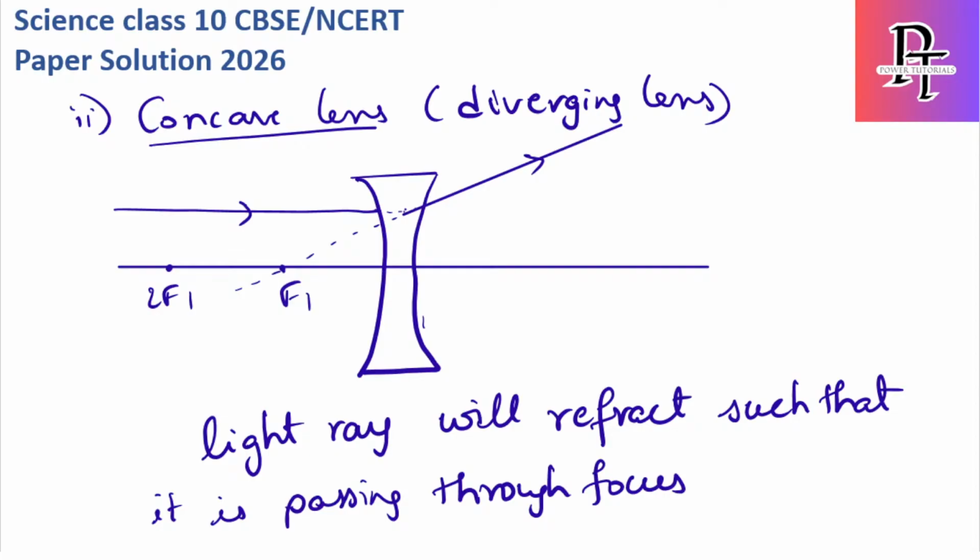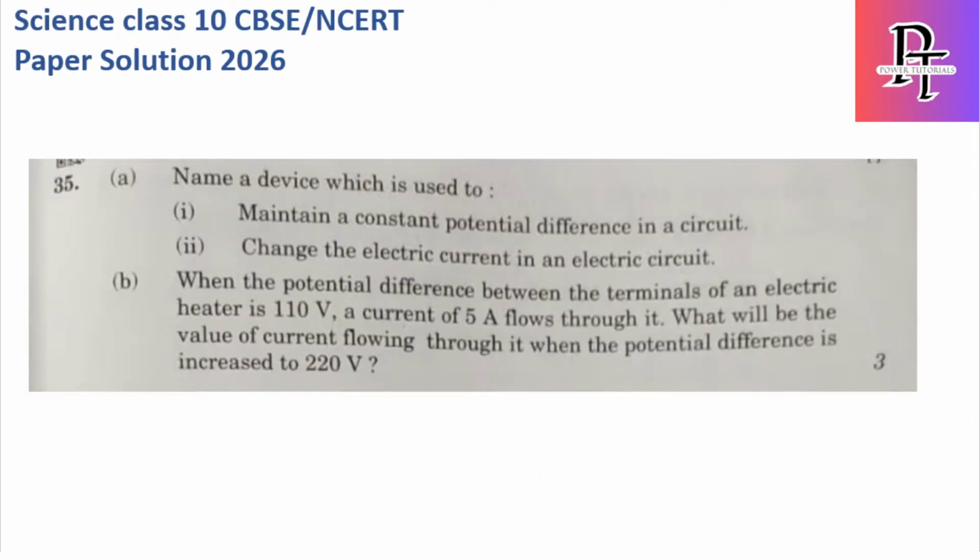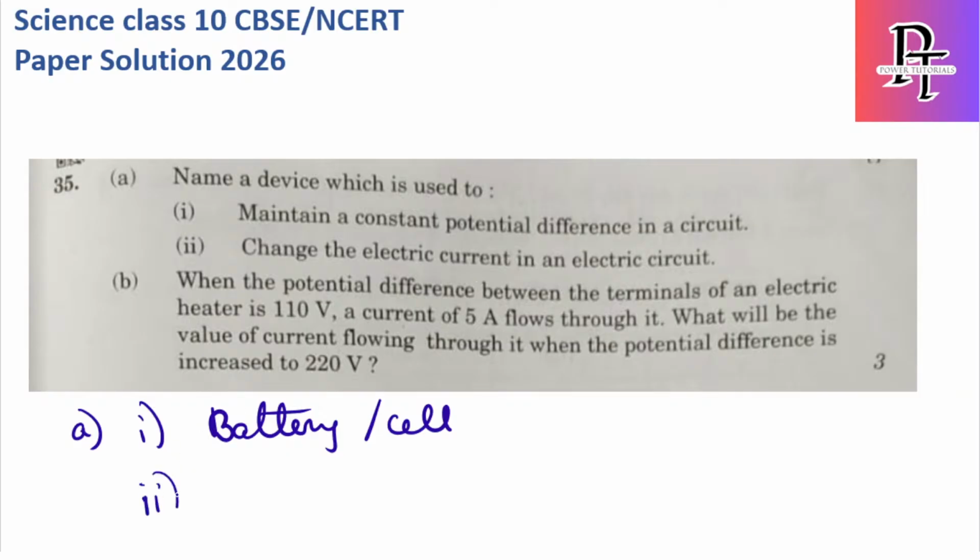Okay, let's move to the next one. Name a device that is used to maintain constant potential difference in the circuit. The first answer is battery or cell. An example is Eveready or Duracell batteries, they maintain constant voltage. To change the electric current in an electric circuit, you have to use a rheostat, or you can also say it as a variable resistor.